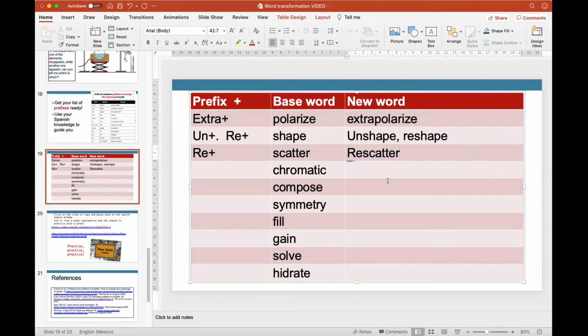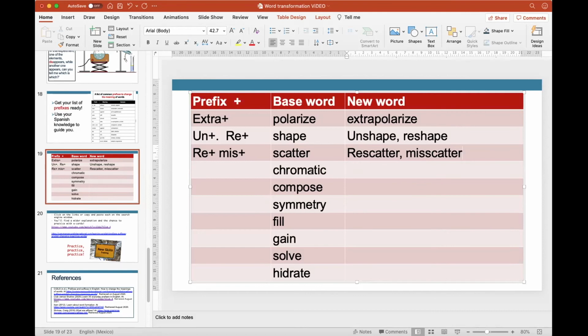Pero ¿cómo sería? Más bien sería miss. Por eso hay que remitirnos al español. Miss scatter, o sea, hacerlo mal. Lo dispersé, pero lo dispersé mal. Este prefijo miss significa que estuvo mal hecho, que fue incorrecto. Miss scatter, eso sí podría ser.